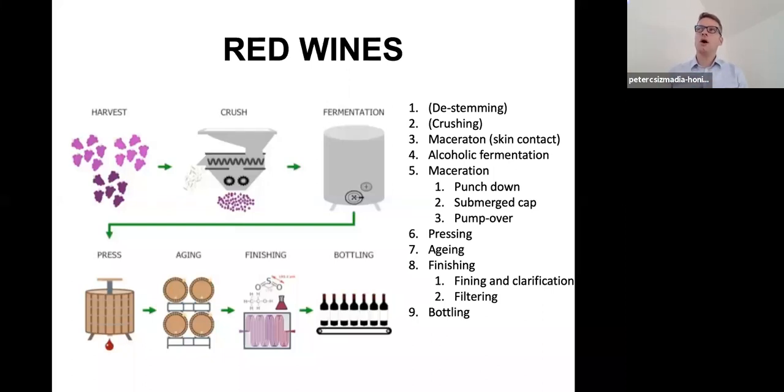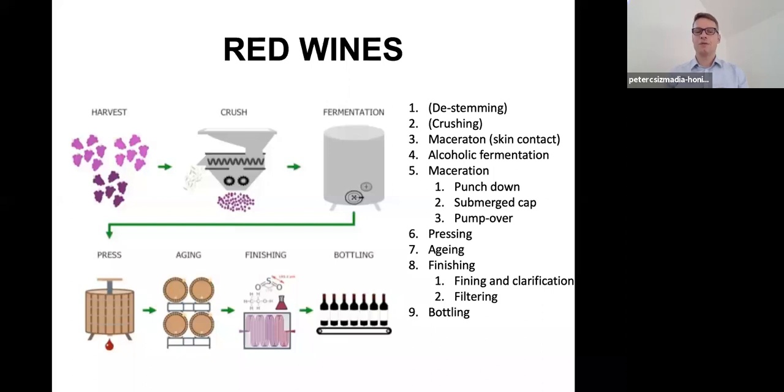Now, dependent on how long you do it, for how many days, how many times a day you punch down or pump over, at what rate and speed you pump over, so how harshly or softly the juice lands on top of the cap, you will be influencing the extraction. How much do you extract and how harshly do you extract those tannins and color? So it will again be influencing the mouthfeel of your wine. Once you've reached a sufficient level of extraction, you will then move on to pressing out the remaining crushed and fermented berries to get the last juice out.